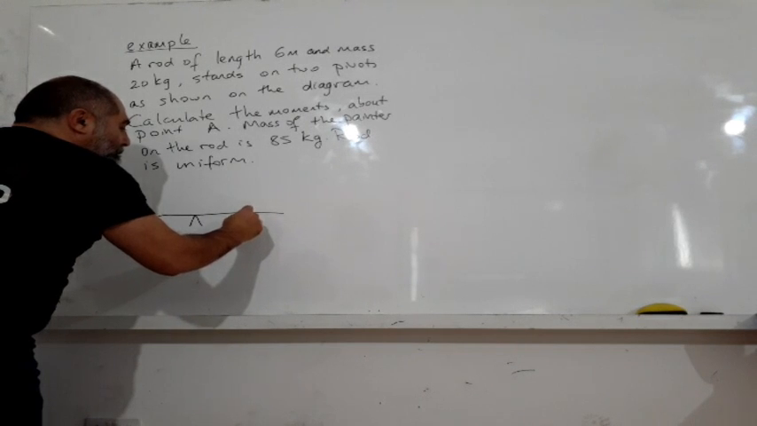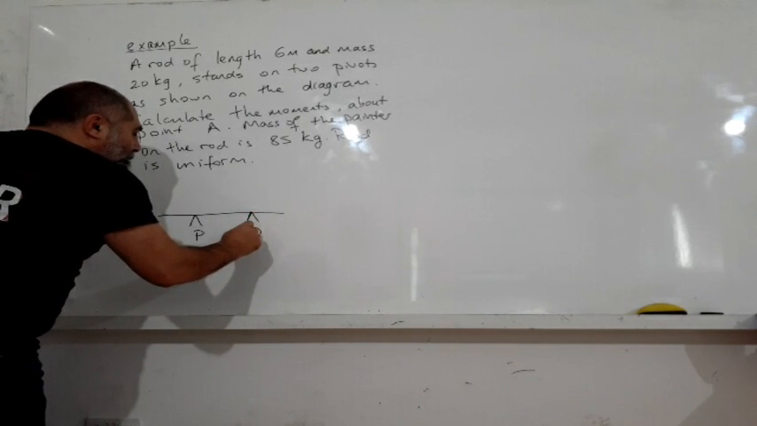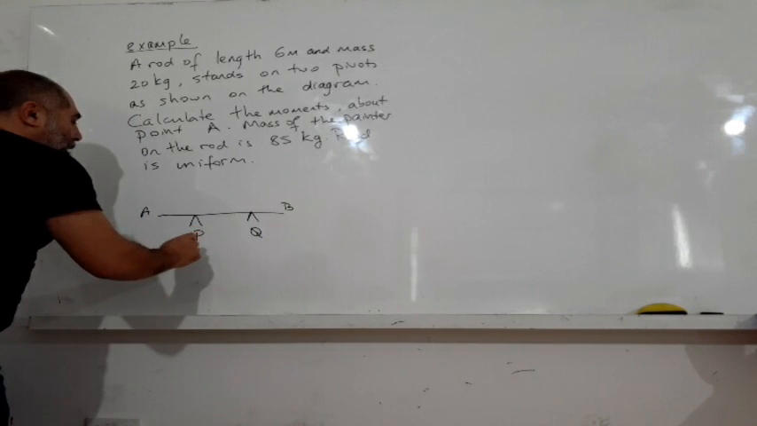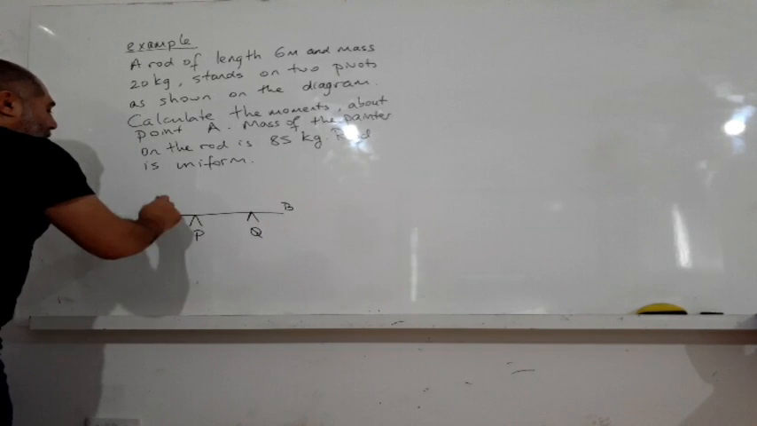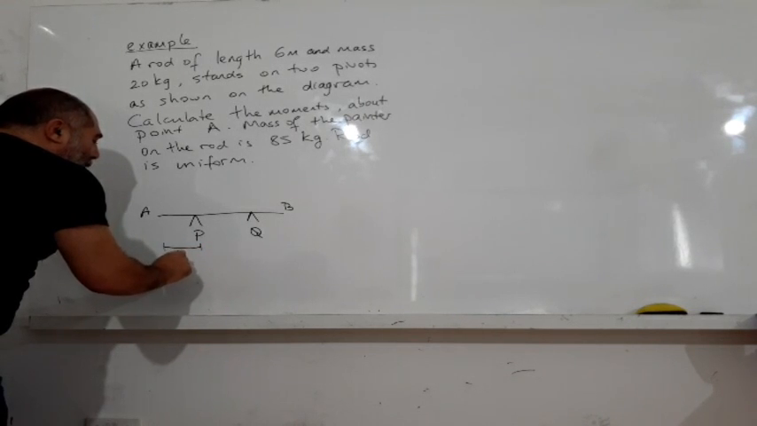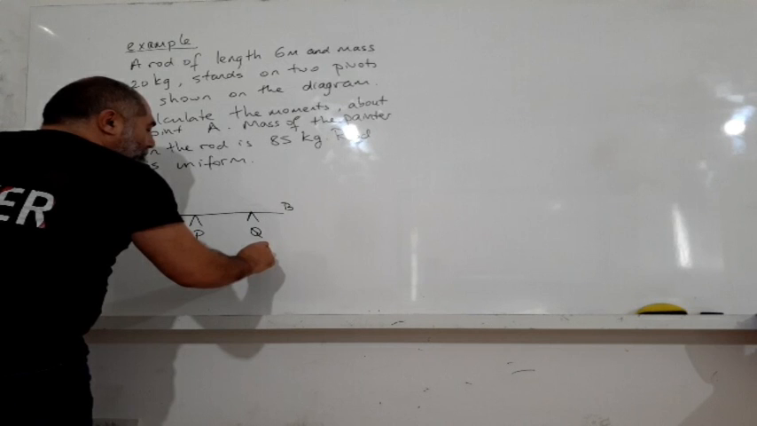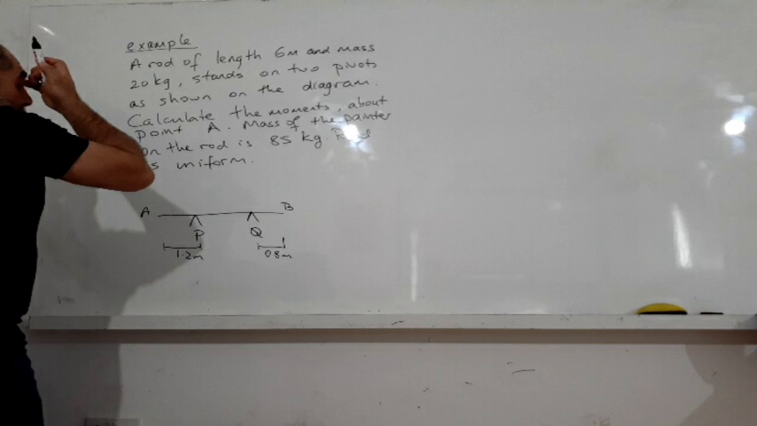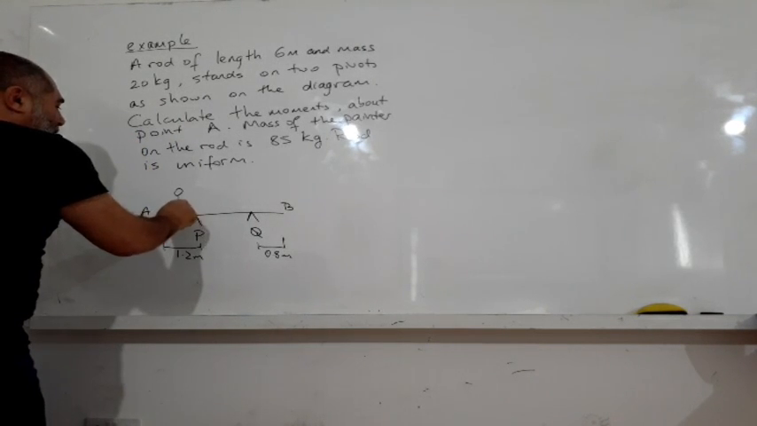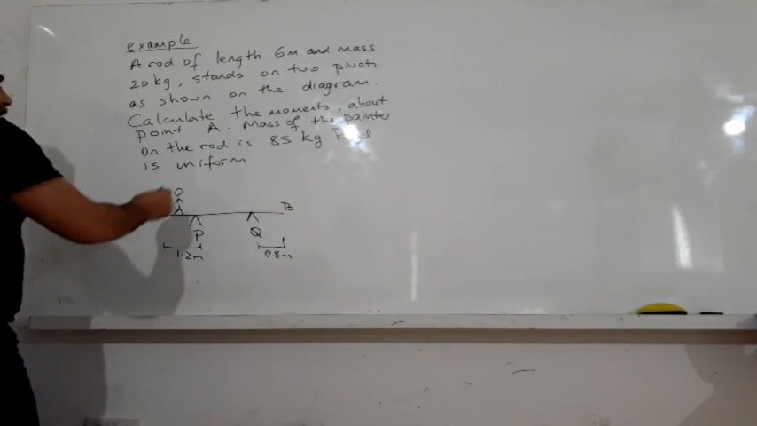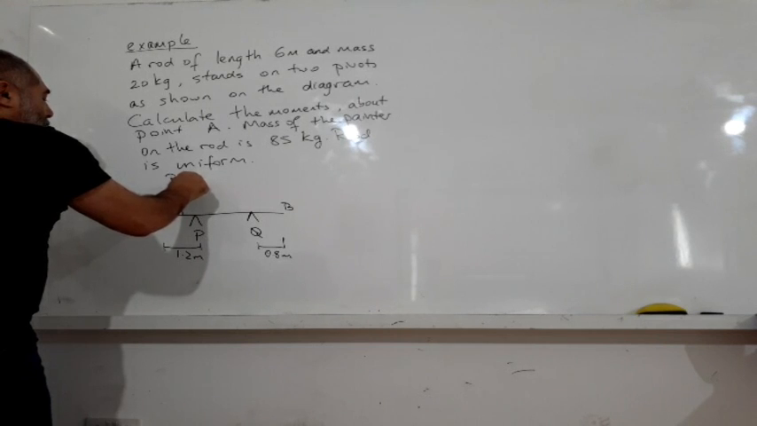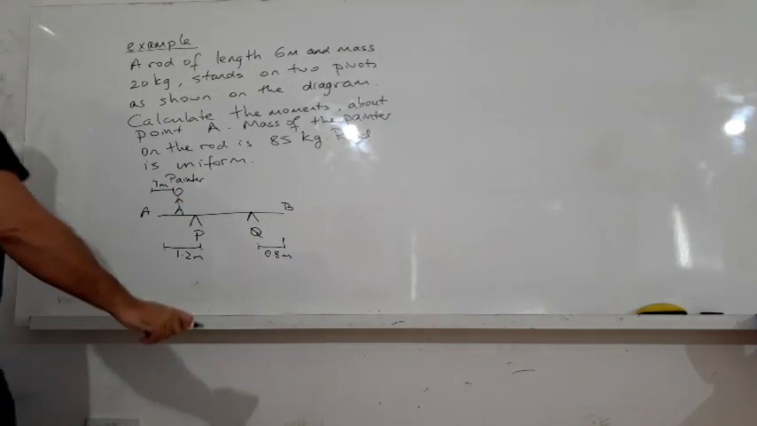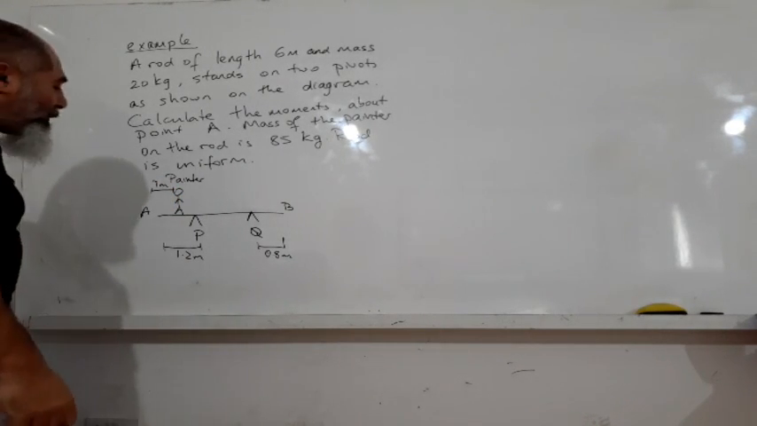This is the rod AB standing on 2 pivots, P and Q. And it is given in the question that AP is 1.2 meters, QB is 0.8 meters, and the painter is on the rod one meter from point A. Let's draw the forces and calculate the moments. Solution.